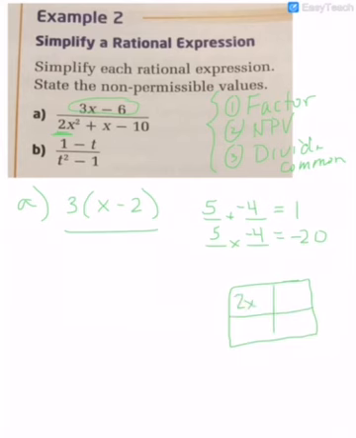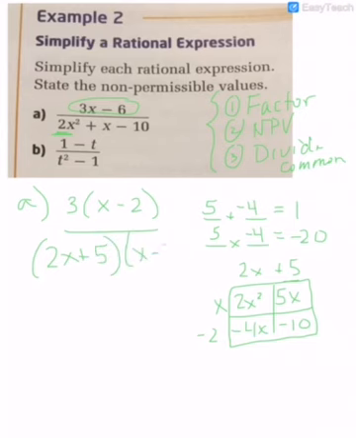We'd have our 2x squared in the front, our minus 10 in the back, our 5x and our minus 4x in the other two boxes. And then we remove what's common. So here, the 2x squared and the 5x, I'm going to remove an x. Here, the minus 4x and the minus 10, I'm going to remove a minus 2. Here, the 2x squared and the minus 4x, I'm going to remove a 2x. And here, 5x and minus 10, I'm going to remove a positive 5. So my two factors in the denominator are 2x plus 5 and x minus 2.